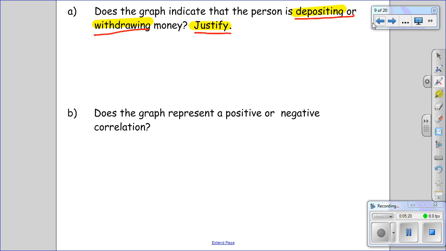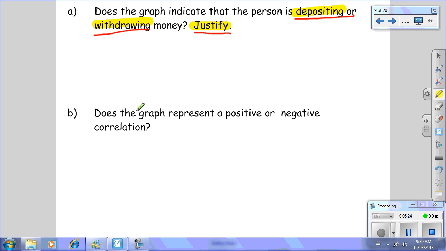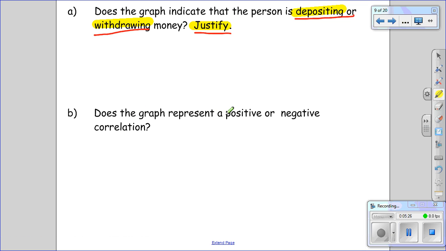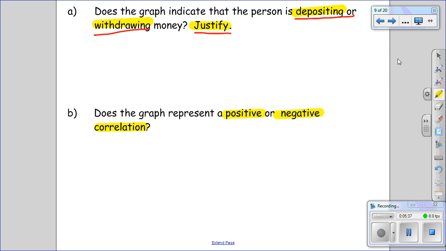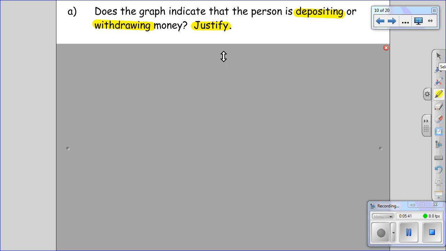Because both variables are increasing. Okay. Part B asks, does the graph represent a positive or a negative correlation? Again, since both variables are increasing, it's a positive correlation.